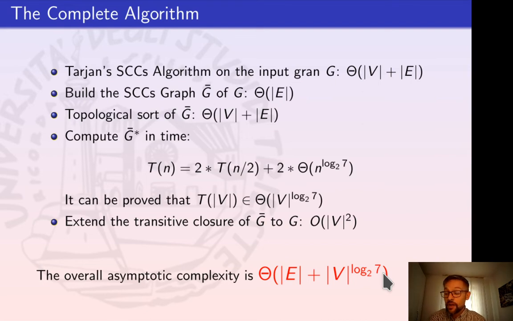However, of course, if your edges are more than V, this algorithm could be quite efficient. Okay. So if your graph is not sparse, this algorithm is much better than the naive one. This is all I want to tell you about transitive closure.